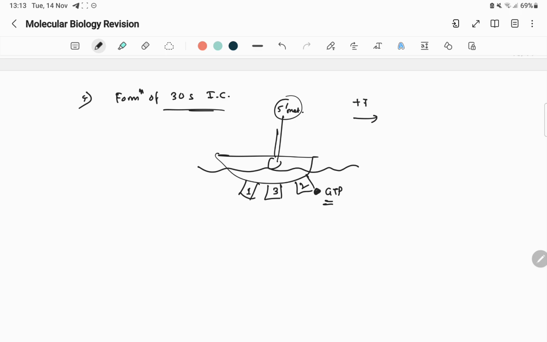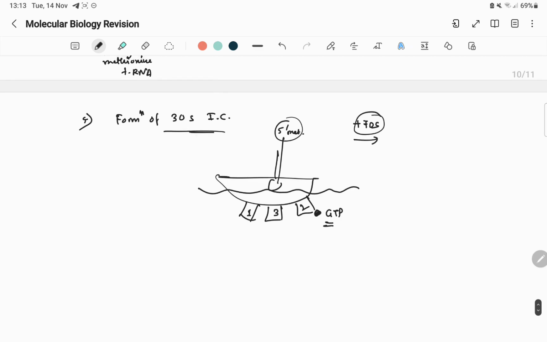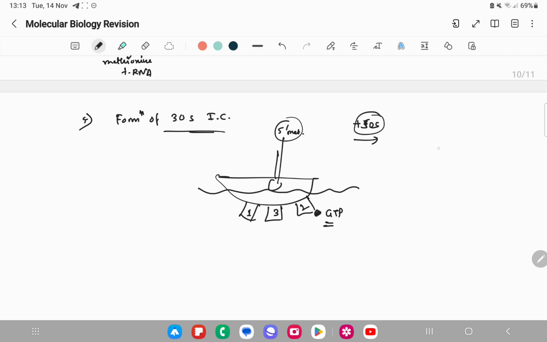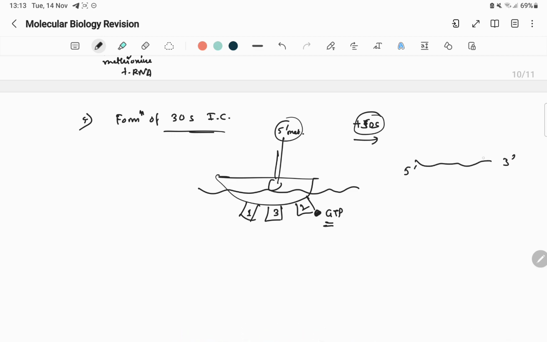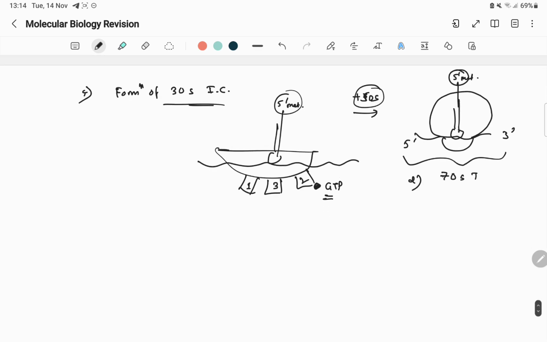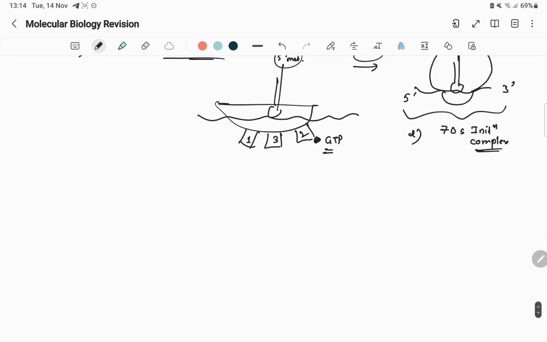Afterwards, the 70S ribosomal subunit attaches here. Okay, sorry, the 50S ribosomal subunit attaches here, not the 70S. So with the 50S, all the factors will dissociate. This 1, 2 and 3 will be hydrolyzed by the GTP, and this structure will be formed. This structure is called option D, that is your 70S initiation complex. Okay, the 70S initiation complex will be formed.